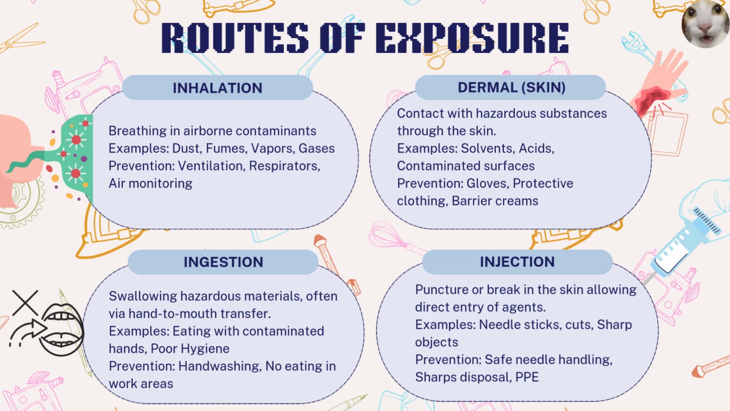Next, we have dermal or skin contact. This occurs when hazardous substances like solvents or acids come into contact with the skin. To reduce this risk, wear gloves, protective clothing, and apply barrier creams. Moving on, the third route is ingestion. This happens when hazardous materials are swallowed, often due to poor hygiene or eating with contaminated hands. To stay safe, wash hands regularly and avoid eating in work areas.